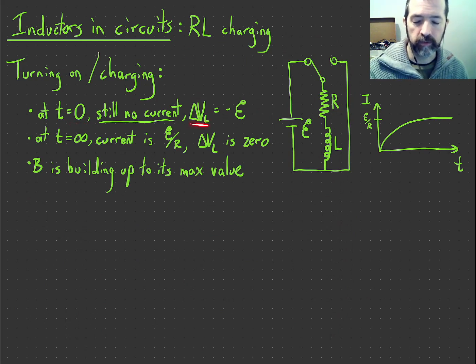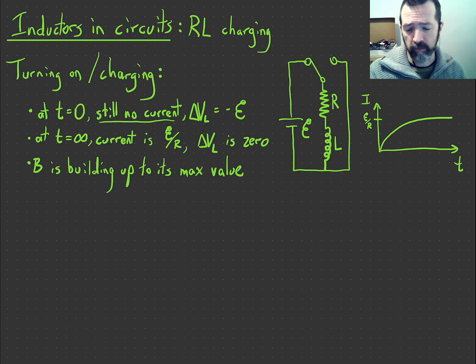If I were to measure the potential difference on the inductor at that instant, it would be negative E. It has the same magnitude as the battery's EMF, but it's oriented oppositely so that current doesn't flow. But that EMF is going to die off, and so if you wait a very long time, eventually the current is going to become E over R, which is what you would get just using resistance ideas. I have this EMF E, I have this resistance R, so the current is E over R.